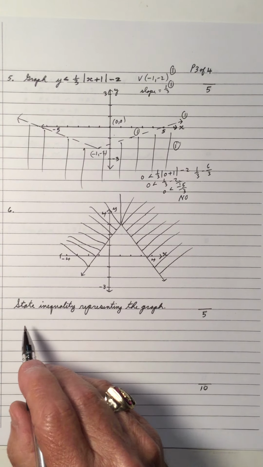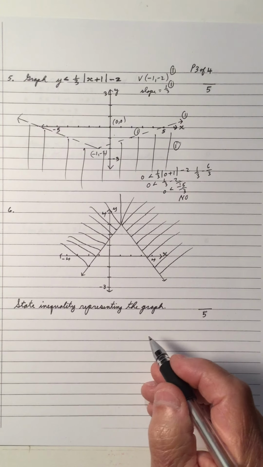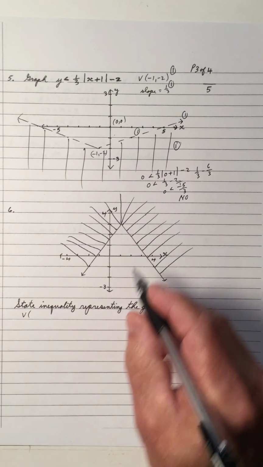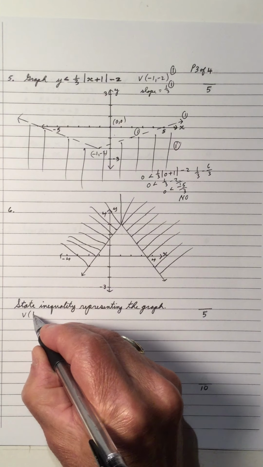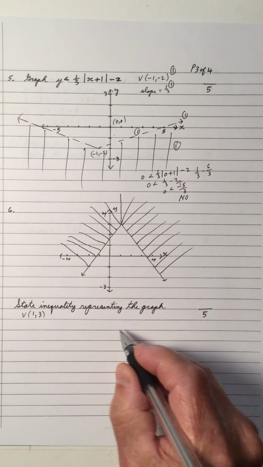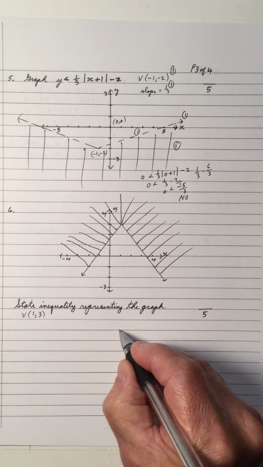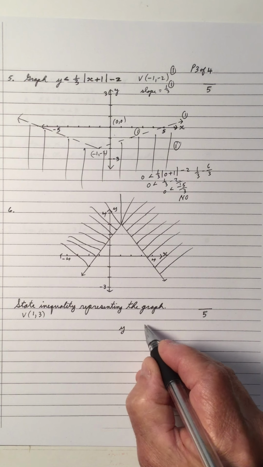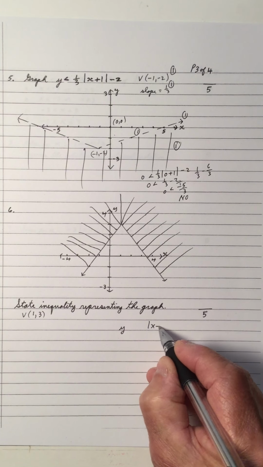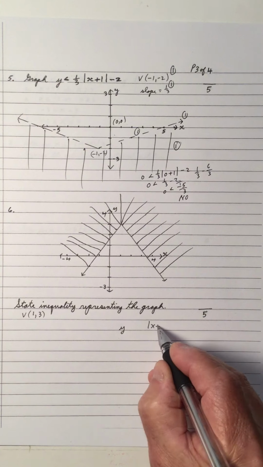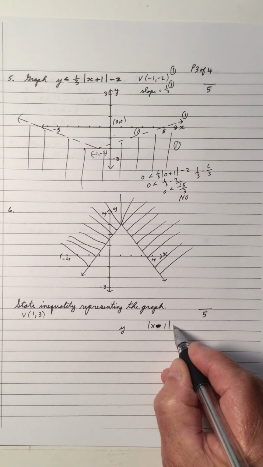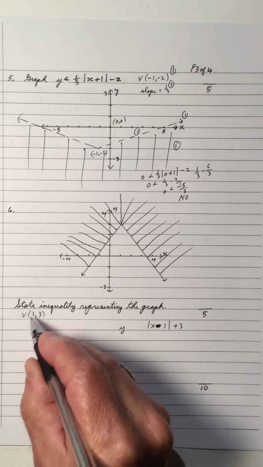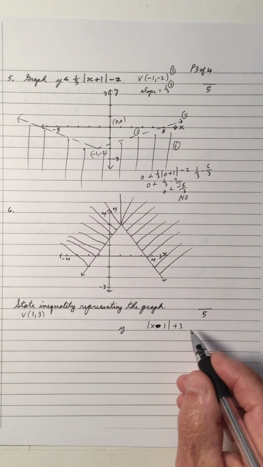Number 6. State the inequality representing the graph. So let's reverse it. Let's see what the vertex is. The vertex is 1, 3. So that means the inequality has the vertex: x plus, that's a plus, so we have to use a minus, opposite. Make that a minus 1 and a plus 3. So the equation has an x minus 1.